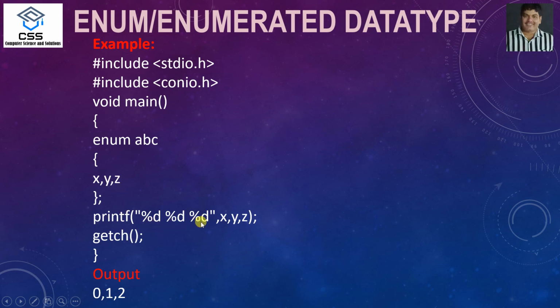Why have I given %d? Because the default value starts with 0, and 1, 2 are numeric values. You have to access 3 values, hence you have given %d for integers.